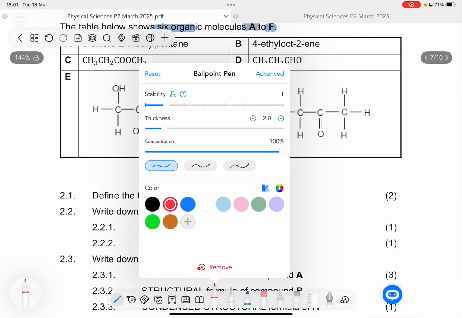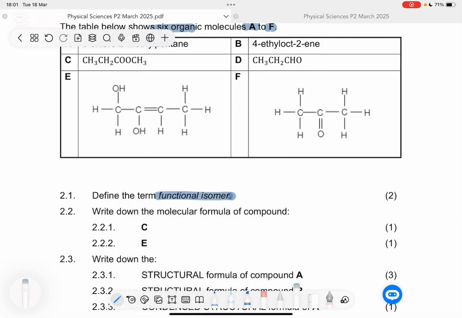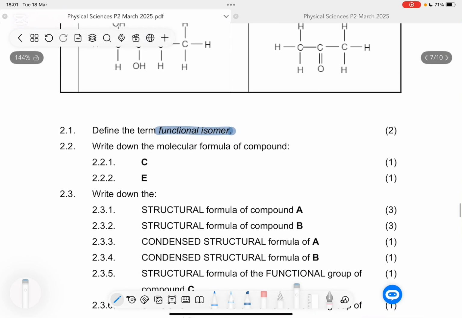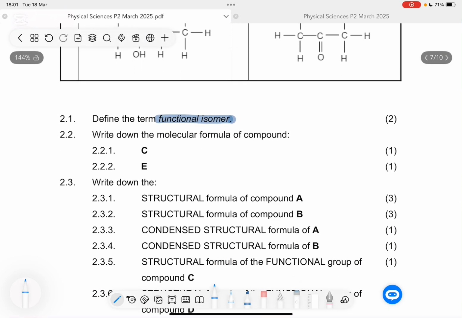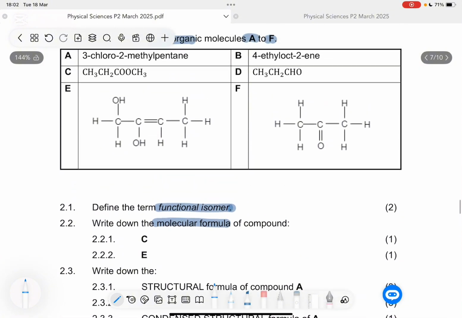The other thing we have to have in mind is that when they ask you a question of this sort at the start, it means you might get something like functional isomers in the questions that follow. So let's go on to 2.2. They say to you, write down the molecular formula of compound C. So at 2.2.1, we are requested to get the molecular formula of C.